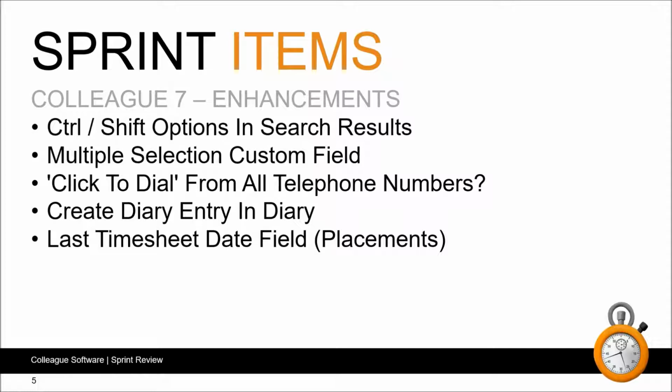This will work similar to how you would select rows of records in a Windows application, and I'll demonstrate that shortly. We have introduced a new multiple selection custom field. This works similar to the custom lookup field, but you have the ability to select more than one option at a time. We've enabled click to dial as a button on all telephone numbers. Also, as part of this, there is a global setting which will act as a prefix to that setting, so it will allow you to update the link and integrate with other solutions if required. Again, I'll demonstrate what I mean by that.